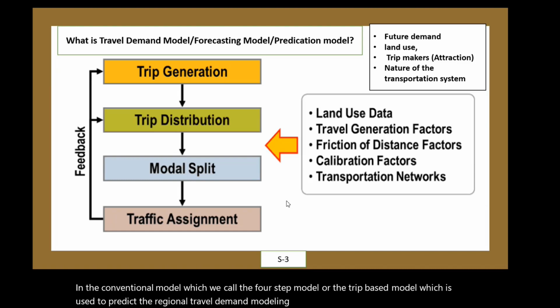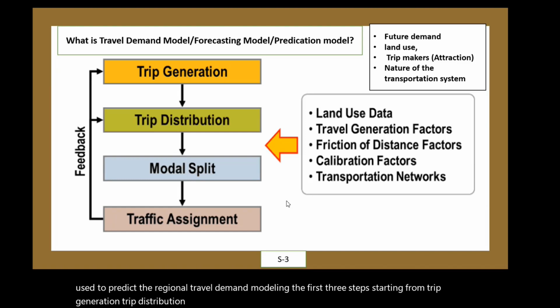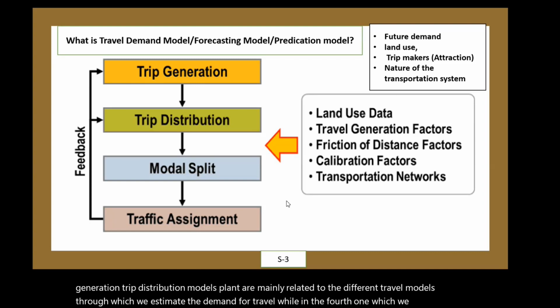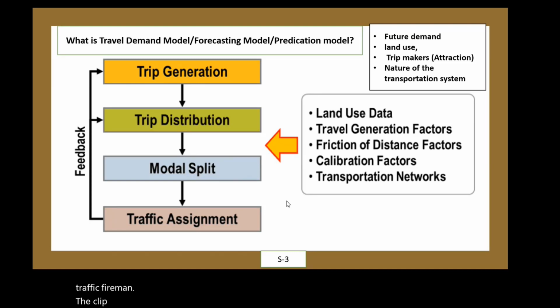The first 3 steps, starting from trip generation, trip distribution, and mode split, are mainly related to the different travel models through which we estimate the demand for travel, while in the 4th one, which we call traffic assignment or trip assignment, we would like to calibrate or evaluate the travel supply, as the trips are loaded on one or more different transportation networks.